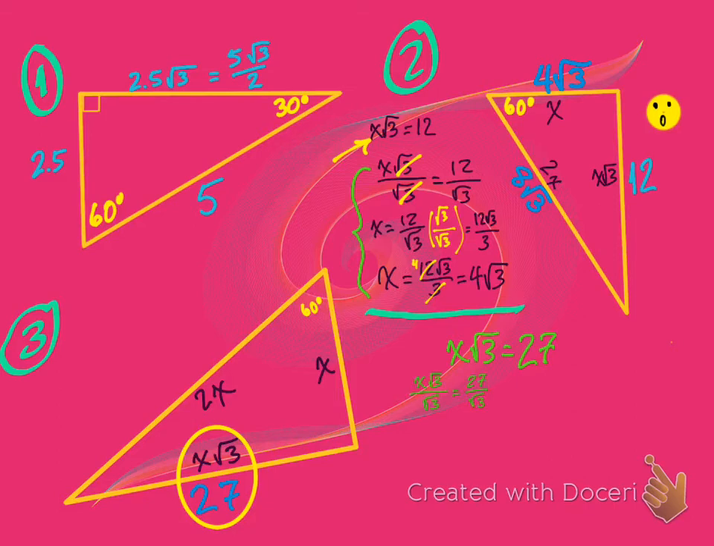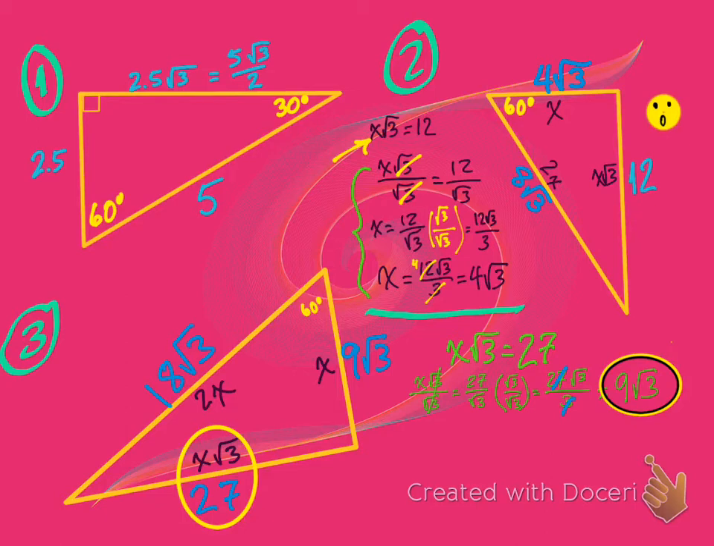Divide both sides by the square root of 3. 27 over the square root of 3 can be rewritten as 27 root 3 over 3 by rationalizing the denominator. And 27 over 3 simplifies down to 9. So our final answer there for the short leg of this triangle is 9 root 3. And doubling it, you get 18 root 3 for the hypotenuse.